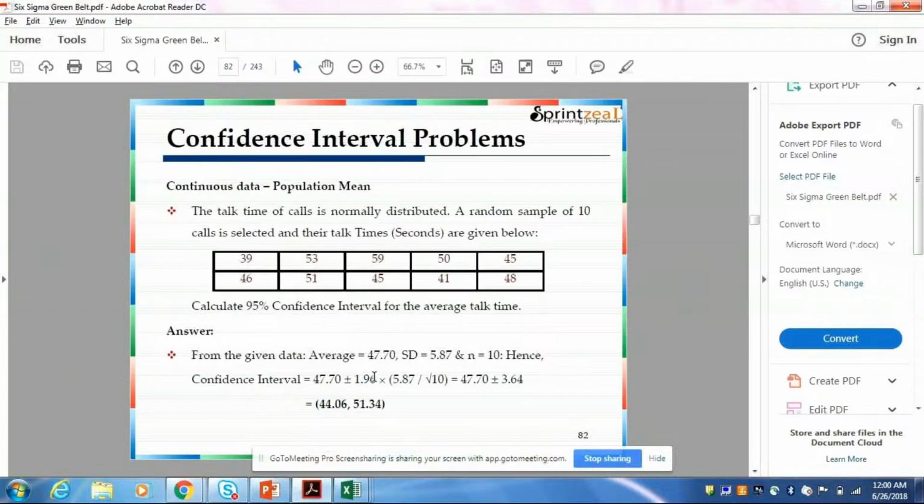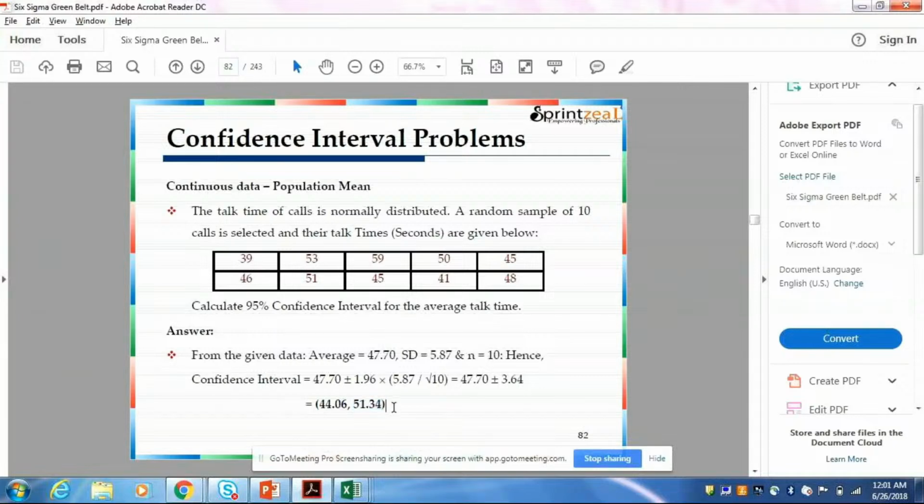The confidence interval that we have taken is 95%. So it is 1.96 times the standard deviation divided by the square root of n, which is 10. So it has given us 47.70 plus or minus 3.64. This equation here has given us 3.64. So the confidence interval that we have is from 44.06 to 51.34. This is how you would calculate confidence interval. You would never need to calculate it manually.